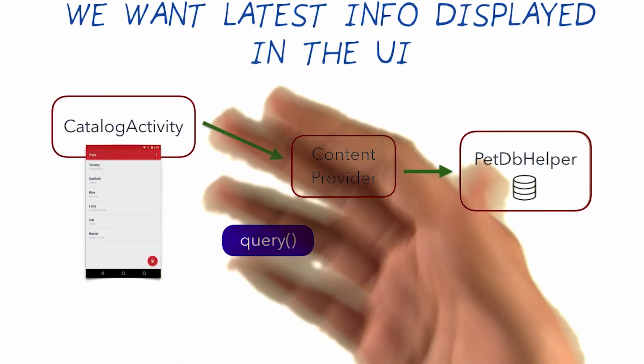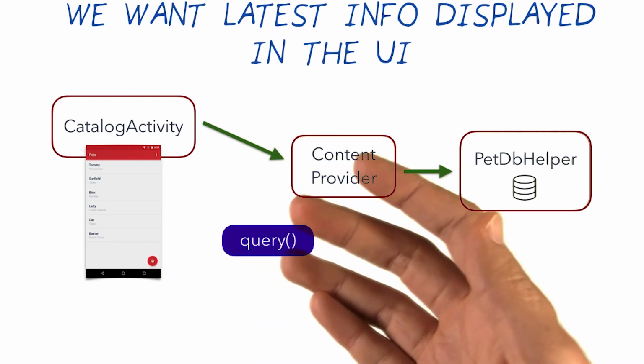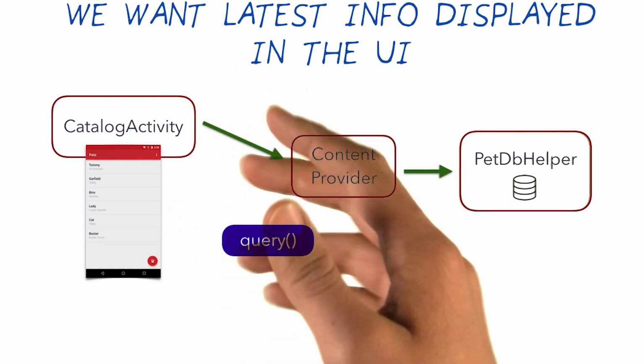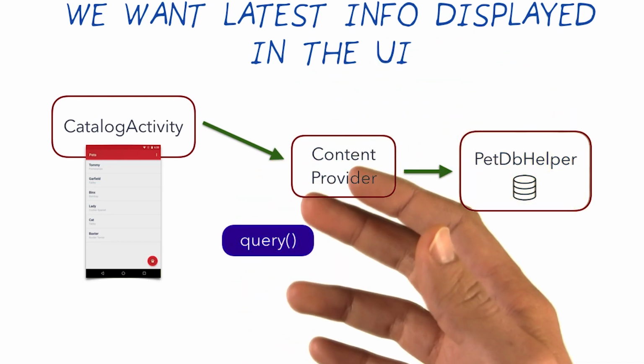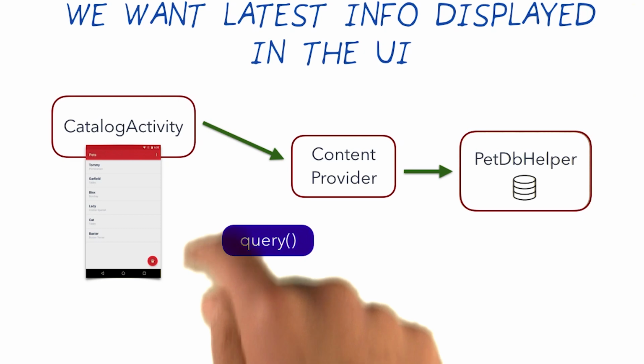Now, this brings me to the next big advantage of content providers I want to discuss. So what is it? Well, they work well with other framework classes. To explain what that means, take a look at this list of pets here.